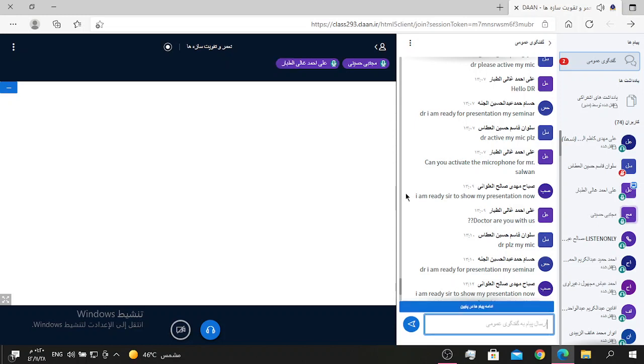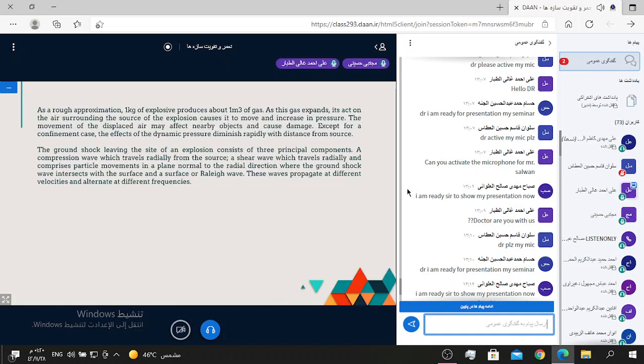As a rough approximation, 1 kilogram of explosive produces about 1 cubic meter of gas. As this gas expands, its action on the air surrounding the source of the explosion causes it to move and increase in pressure. The movement of the displaced air may affect nearby objects and cause damage. Except for a confinement case, the effects of the dynamic pressure diminish rapidly with distance from the source.